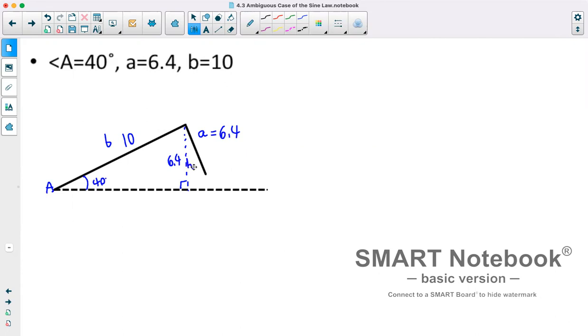I'll just call this my h for height. Since a, which is this side, equals our height, we have one triangle, which would be if it goes absolutely straight down. That would be a 90-degree triangle, also known as a right triangle.